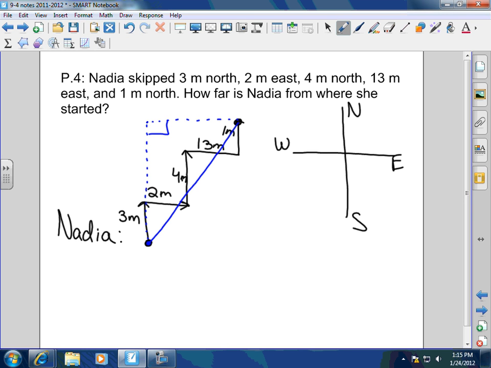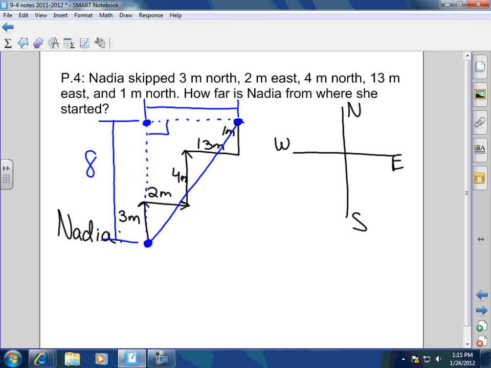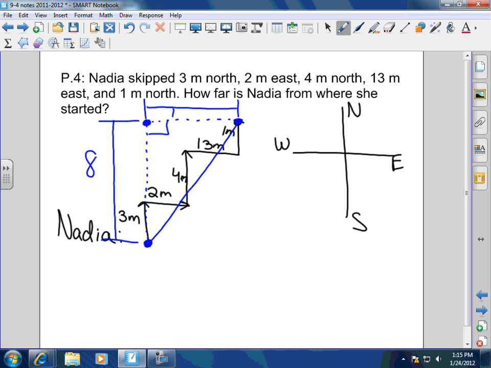Okay? What is the distance from the starting point to the maximum height here? 3, 7, 8. What is the distance from here to my ending point? 15. Okay? This is 2 plus 13 is 15. Do I have a Pythagorean triple for an 8, 15? It's 8, 15, 17. So 17 meters is her distance.